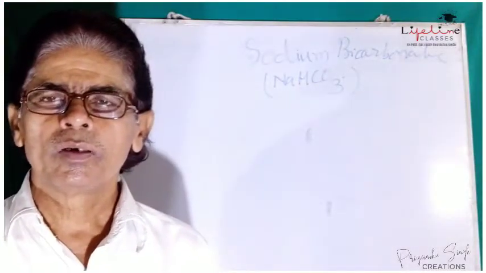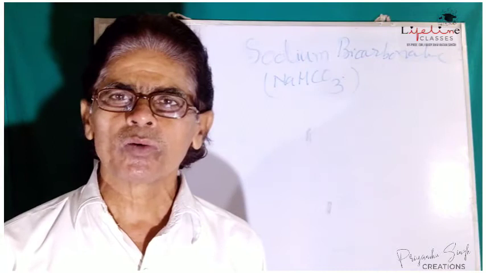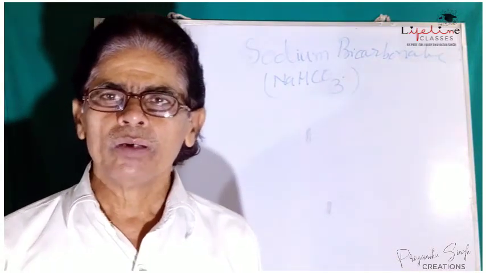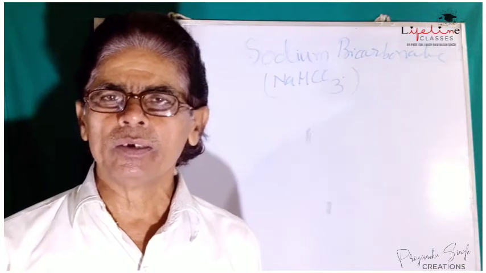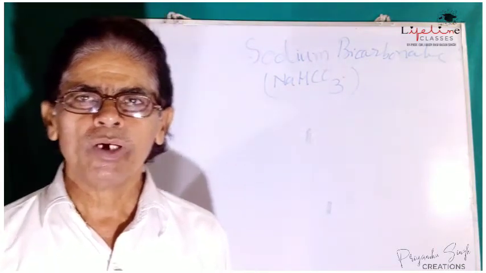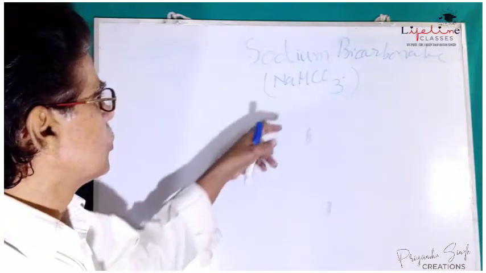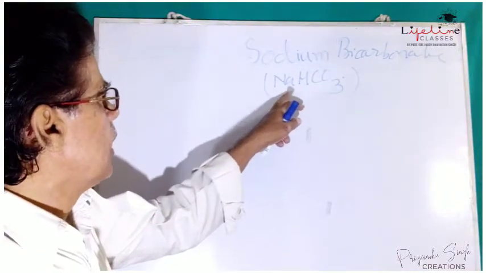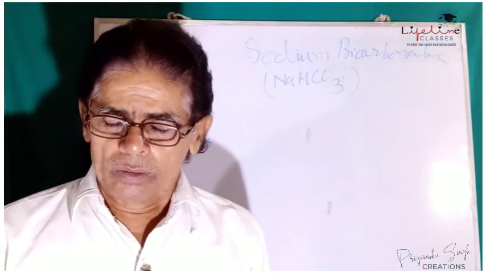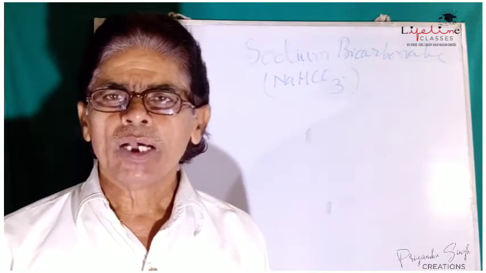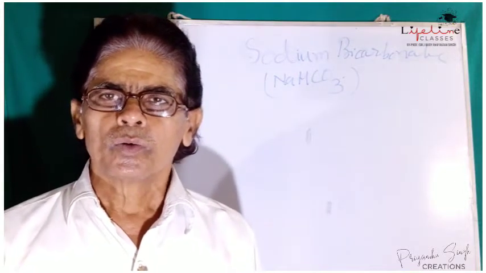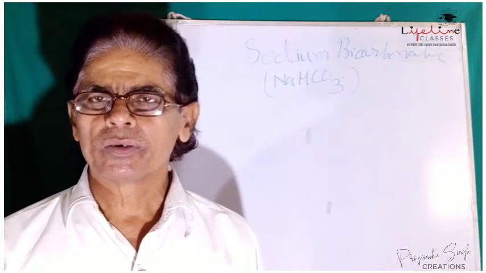Now let us try to understand the manufacturing process of sodium bicarbonate. Sodium bicarbonate is commonly known as baking soda. Its chemical formula is NaHCO3. It is manufactured by a process known as the sodium ammonia soda process.